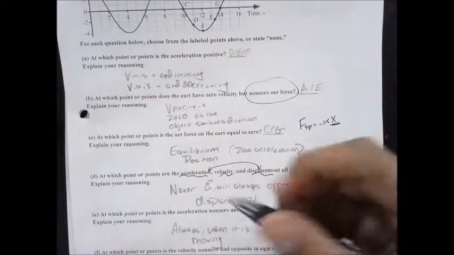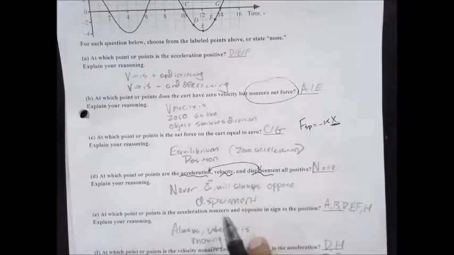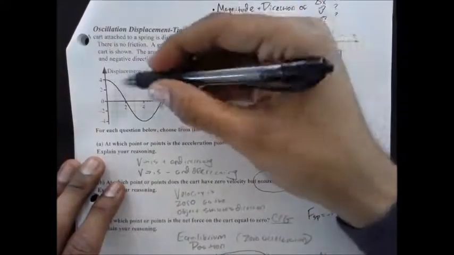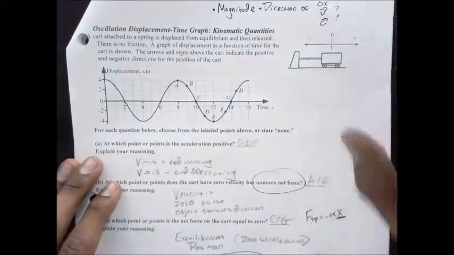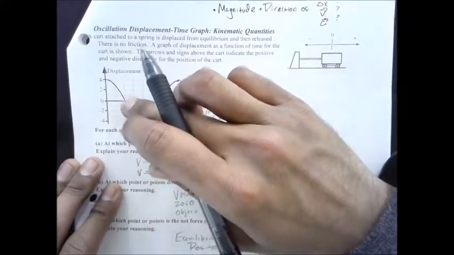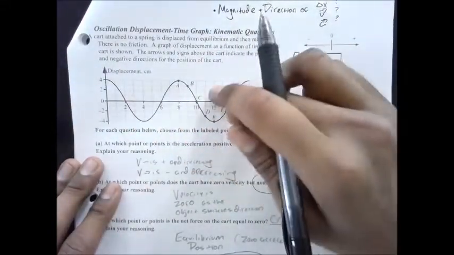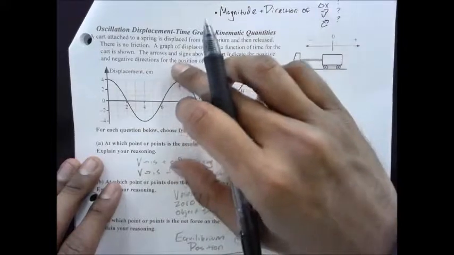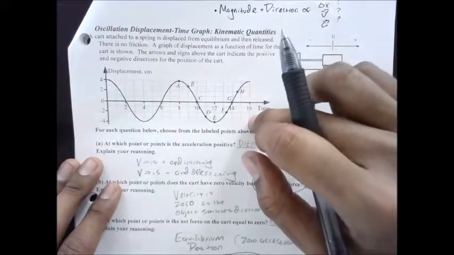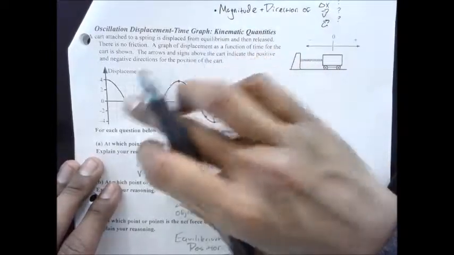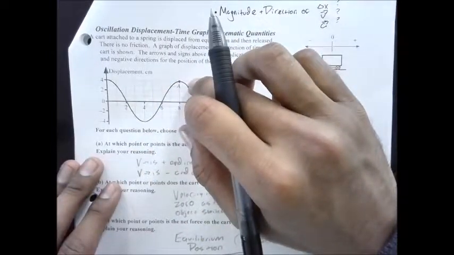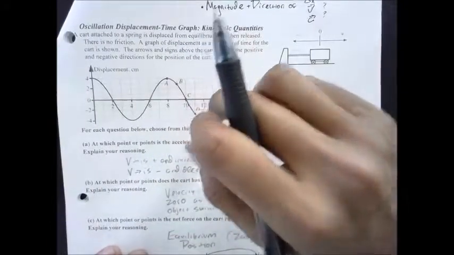Which point or points are the acceleration, velocity, and displacement all positive? None, because the acceleration and displacement will always oppose each other. Take note, on this curve right over here, this is an attribute of simple harmonic motion. Wherever the displacement is negative, the graph is going to be concave up. Wherever the displacement is positive, the graph is going to be concave down. That's the relationship between concavity and displacement and the acceleration, and that is a feature of simple harmonic motion. The acceleration will always be opposite of the displacement.